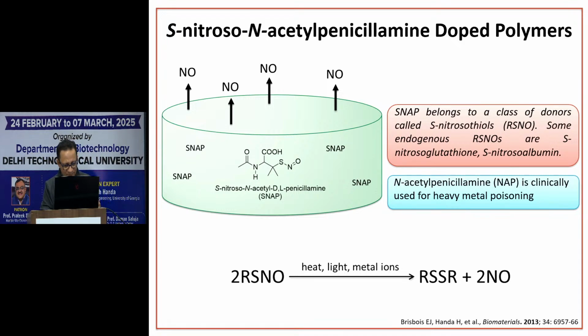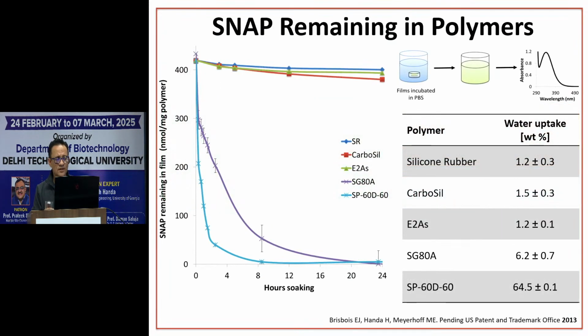Okay, so with this work, we again wanted to go to the same question, which polymer to use. So we tried a lot of different polymers with different water uptake. Silicone rubber, Carboxyl is a copolymer of polyurethane and silicone rubber. E2AS is a copolymer of polyurethane and silicone rubber. SP60D60 and SG80A are polyurethanes, just two different types of polyurethanes. Now, remember one thing, the top 3 polymers have very low water uptake, 1%-ish. And the bottom 2 have very high water uptake, 6% and 60% water uptake.